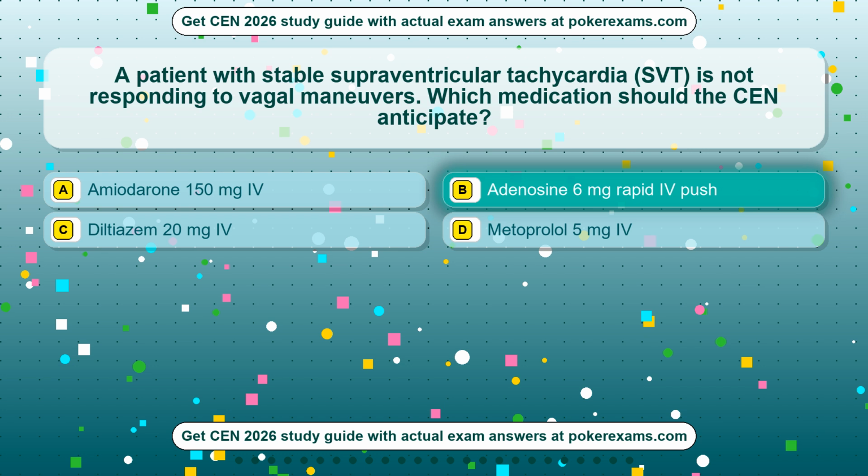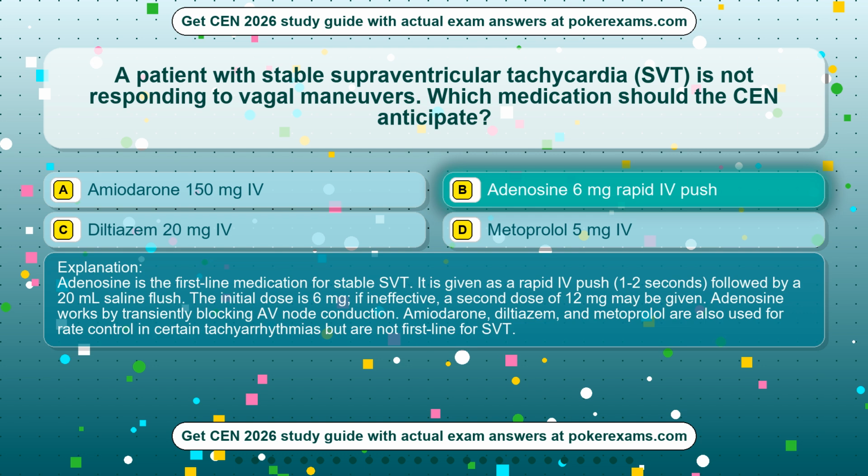Adenosine 6 mg rapid IV push. Adenosine is the first-line medication for stable SVT. It is given as a rapid IV push, 1 to 2 seconds, followed by a 20 ml saline flush. The initial dose is 6 mg. If ineffective, a second dose of 12 mg may be given. Adenosine works by transiently blocking AV node conduction. Amiodarone, diltiazem, and metoprolol are also used for rate control in certain tachyarrhythmias but are not first line for SVT.